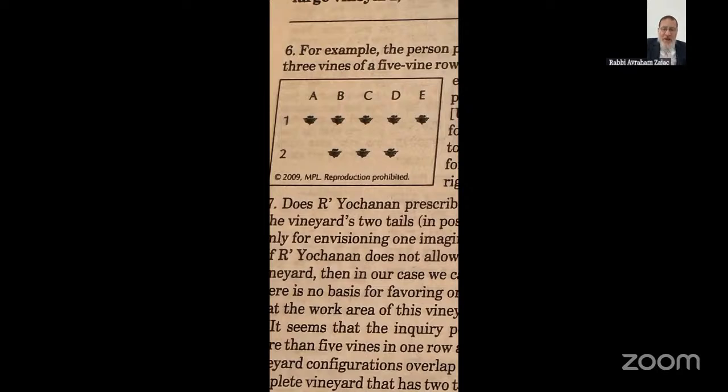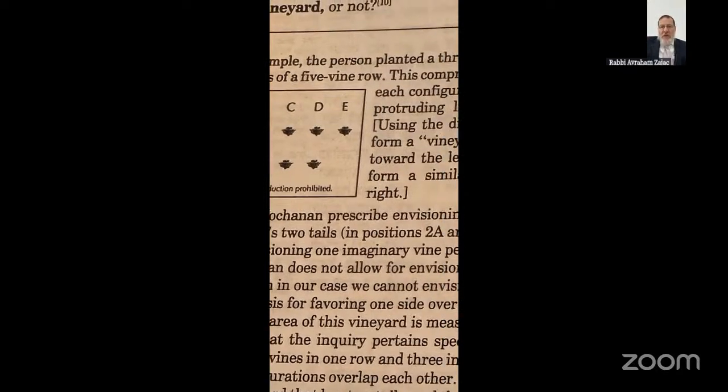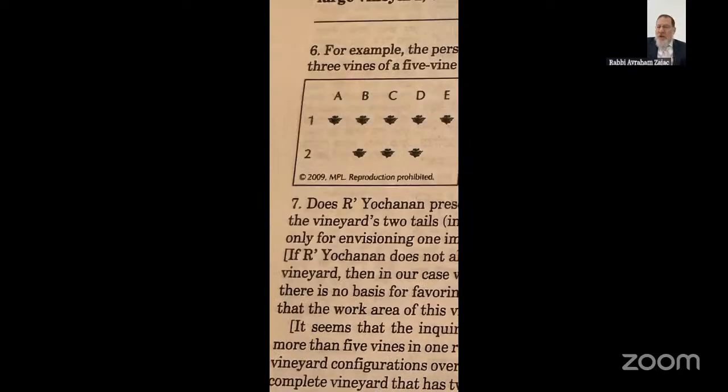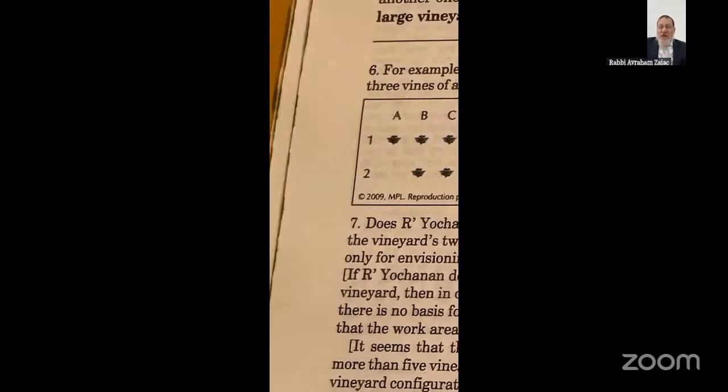Why am I calling this 2 overlapping vineyards? Guys, if you delete 1A, 1B and 2B, what do you have? You have a vineyard because you have 3 on the top and 2 on the bottom. The zanav is 1E. Now go to the other side, Kevin. You don't have to zoom out. And now, very good. Now the top row is going to be ABC, and the bottom row is going to be only BC. The tail is 1A.